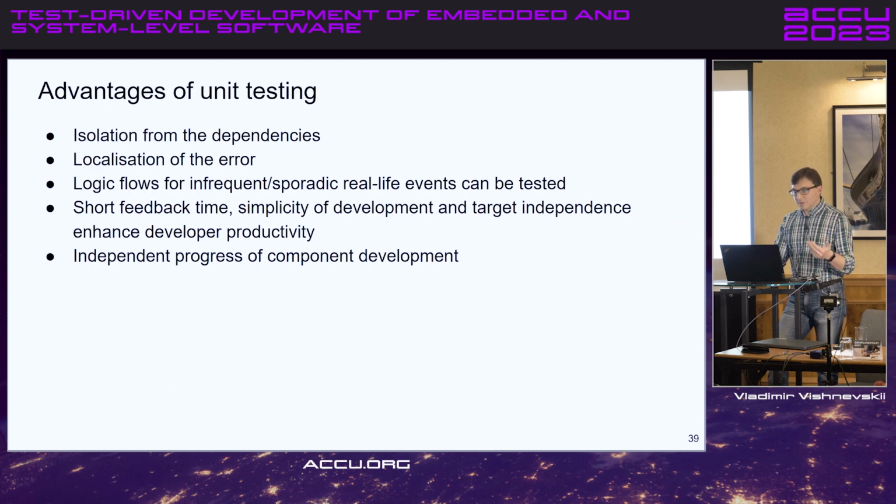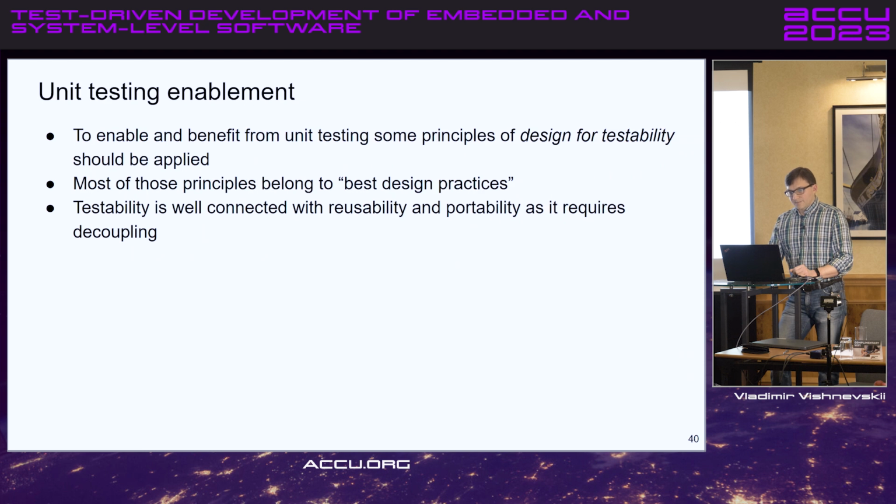So this will give us isolation from dependencies. We can then easily localize the error because we are testing the separate unit. We can verify the logic for events that are infrequent or really sporadic. We quickly get the feedback. And then we can make independent progress of different components because we can develop them in an independent environment. But to enable this, we need to consider some principles of design for testability.